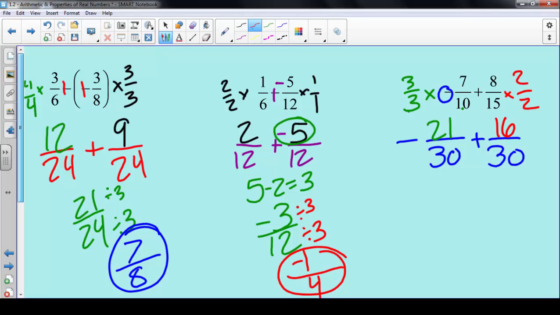Negative 21 plus 16 will give us negative 5/30. Reduce both of these by 5. And we're left with negative 1/6.